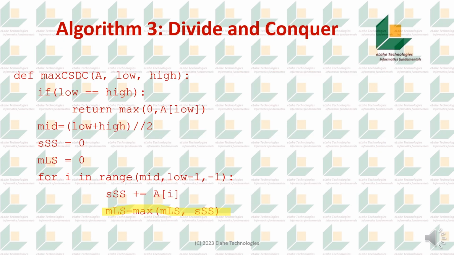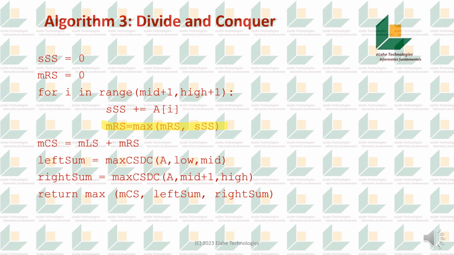Now consider the Python implementation of the divide and conquer algorithm. Consider the array between locations low and high. Let mid be (low plus high) by 2. Firstly, we compute the maximum subsequence sum MLS starting from location mid to low. Next, we compute the maximum subsequence sum MRS starting from location mid plus 1 to high. The sum MCS of the maximum sequence that crosses the boundary of the two partitions is MLS plus MRS.